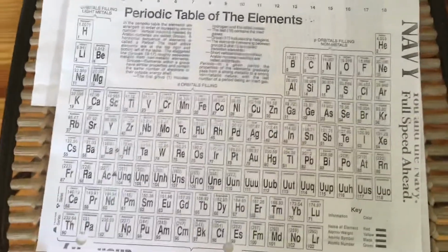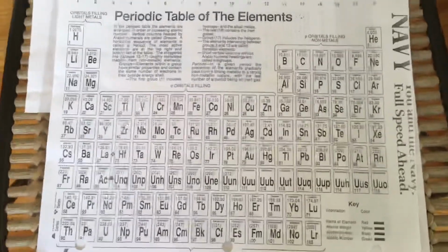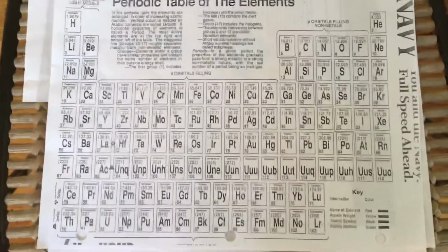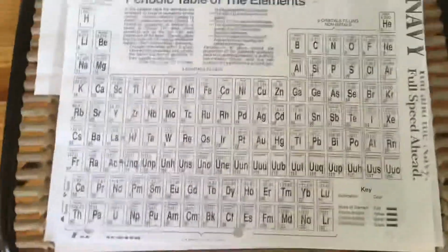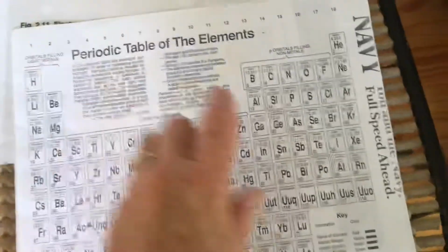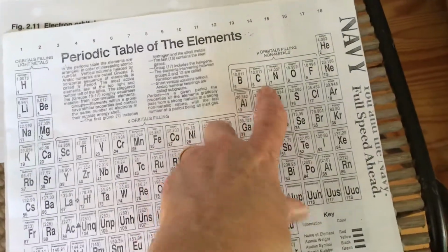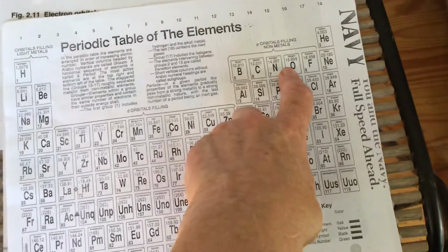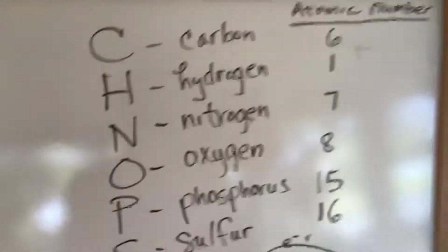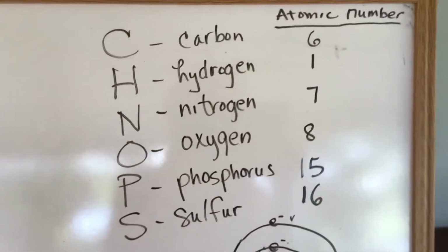Okay, now you notice on this periodic table how all of these elements are represented by a letter or sometimes two letters. Those letters are usually the word that we know it by. For example, this is hydrogen. H for hydrogen, that's easy. B for boron. C for carbon. N for nitrogen, oxygen, phosphorus, sulfur. Those are the ones that you need to know for biology, so it makes it fairly easy.